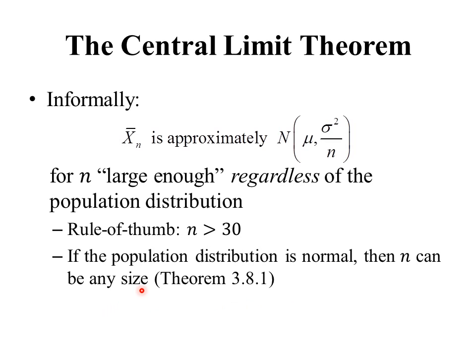Okay. Now, if the common distribution, or if the population distribution is normal, then n can be of any size. It could be 2, 3, 4, doesn't matter. And that's really what theorem 381 is saying. 381 is kind of a special case of the central limit theorem when the population distribution is normal. So if the population distribution is normal, then n can be of any size, and actually this is not an approximation. This is the exact distribution of the sample mean. But that only applies when the population is normally distributed. If the population is not normally distributed, this is an approximate distribution.